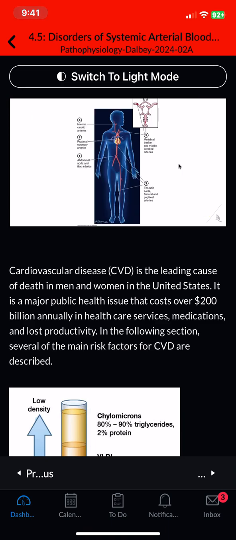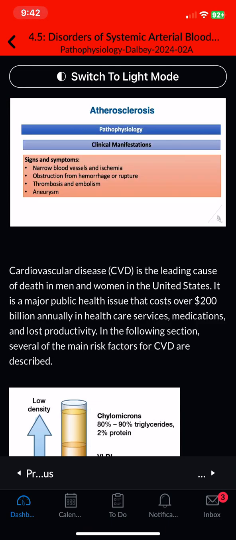So in this image, we can see sites of severe atherosclerosis in order of frequency. So you can see, we see it a lot in the abdominal aorta, iliac arteries, in the coronary arteries, our thoracic aorta, femoral popliteal arteries, the internal carotids, and then in the vasculature in the brain.